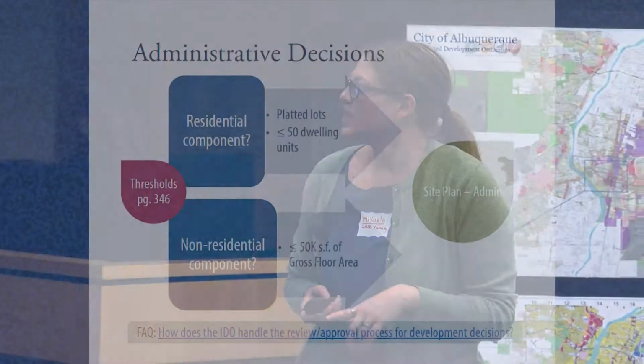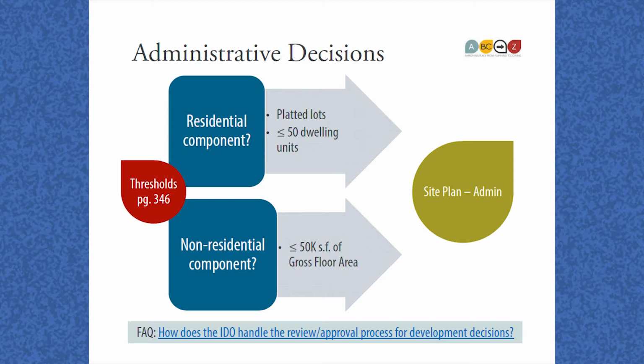So let's take a closer look at what these thresholds are. Administrative decisions are for developments with residential components where the lots are already platted, if they're doing low-density residential. If they're doing multifamily, then they need to be doing 50 or fewer dwelling units. Over that threshold, it becomes a decision requiring a public meeting or hearing. In terms of the non-residential component, the threshold is set at 50,000 square feet. So at 50,000 or below, it can be decided administratively by staff, and they come in requesting a site plan administrative.